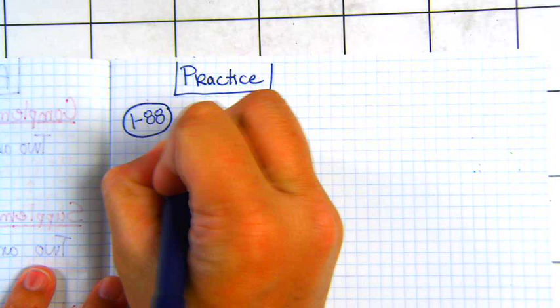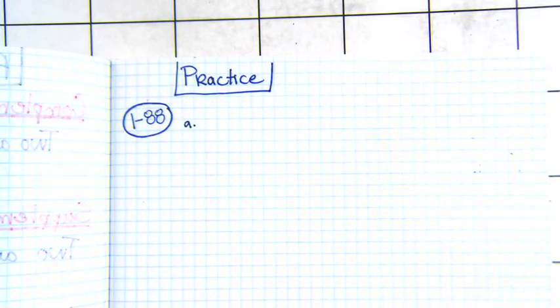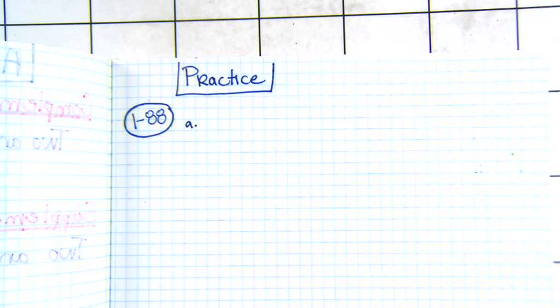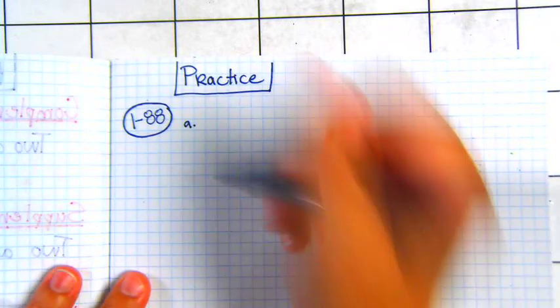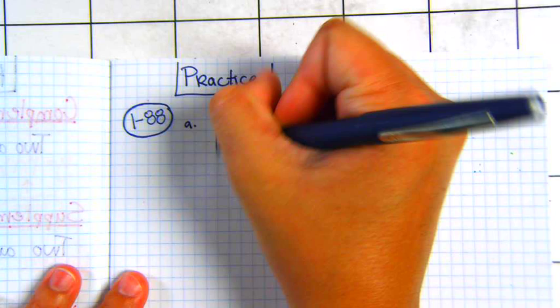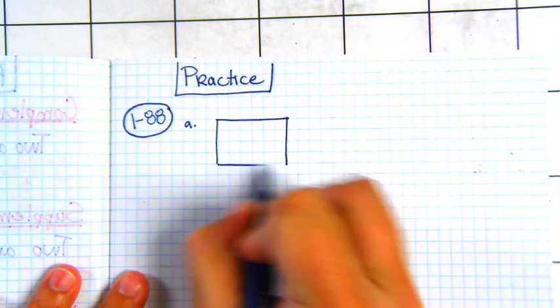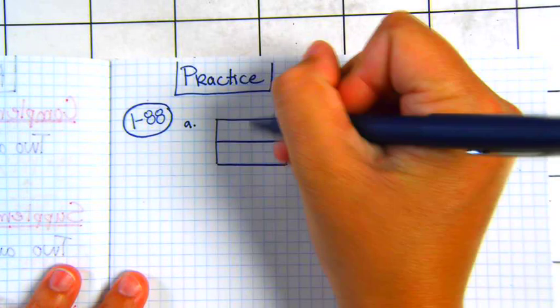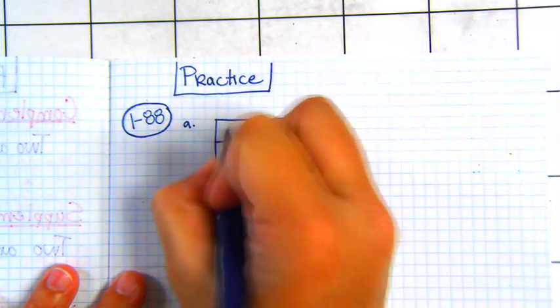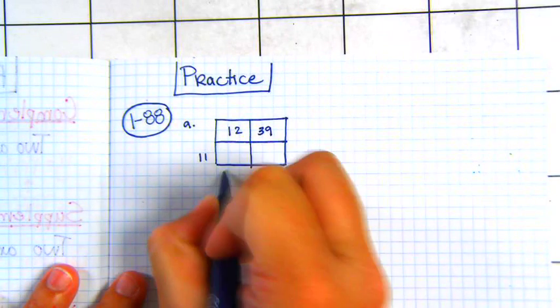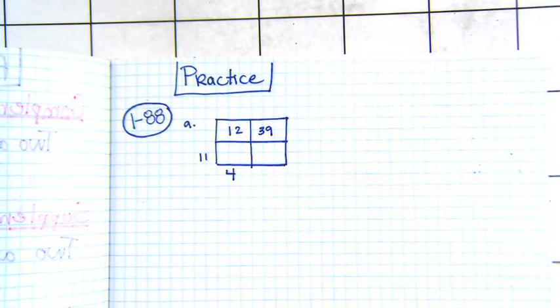So for letter A, well, first off it says determine the total area of each rectangle below. Each number inside the rectangle represents the area of that smaller rectangle, while each number along the side represents the length of that portion of the side. So I'm going to go ahead and draw this rectangle. And we have 12, 39, 11, and 4. So that's the parts that we're given.